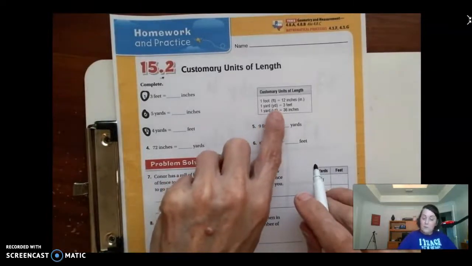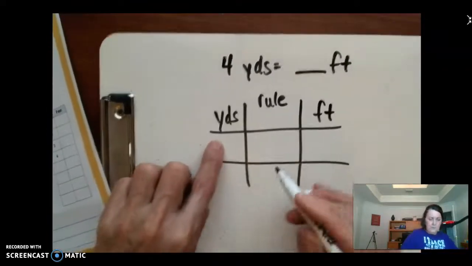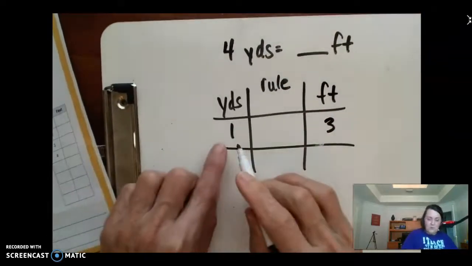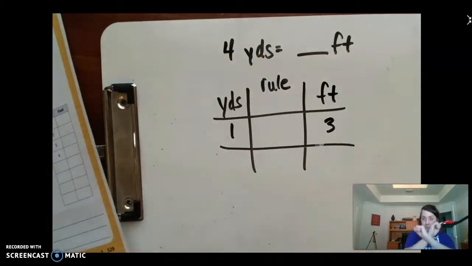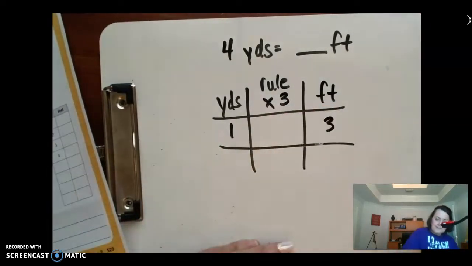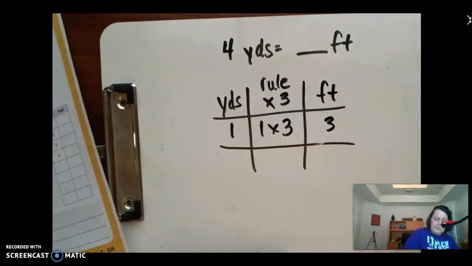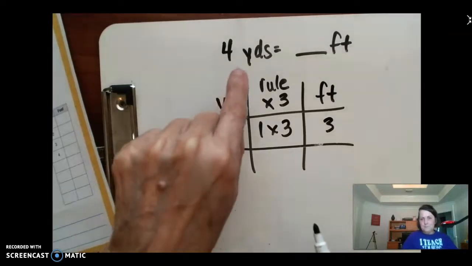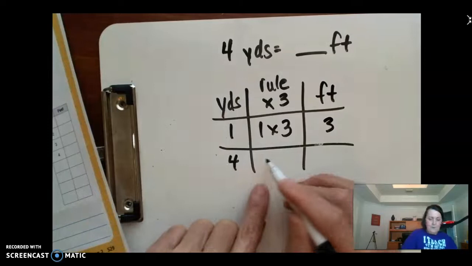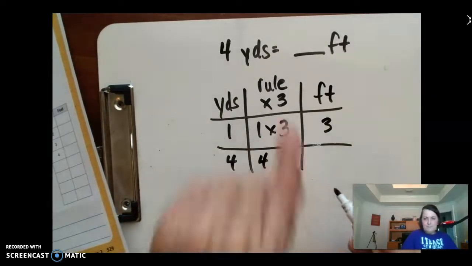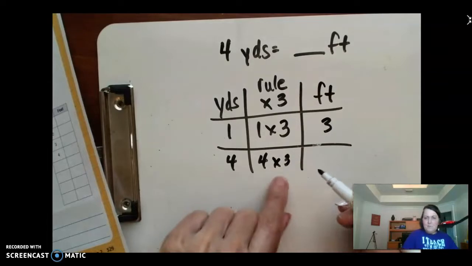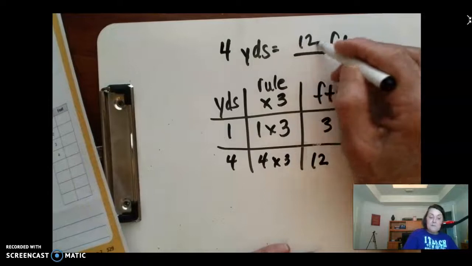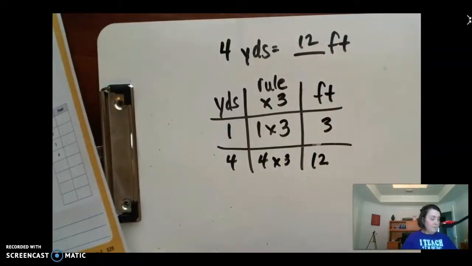Yards to feet. Okay, 1 yard, 3 feet. So we're going to put the 1 under the yards, and we're going to put the 3 in the feet. And then what's the rule? How do we go from 1 to 3? Multiply. So our rule is going to be times 3. 1 times 3 equals 3. All right, boys and girls, what goes here? Under the yards? 4. And what are we going to multiply it times? 3. And what is 4 times 3, boys and girls? 12. So we know that 4 yards is equal to 12 feet.